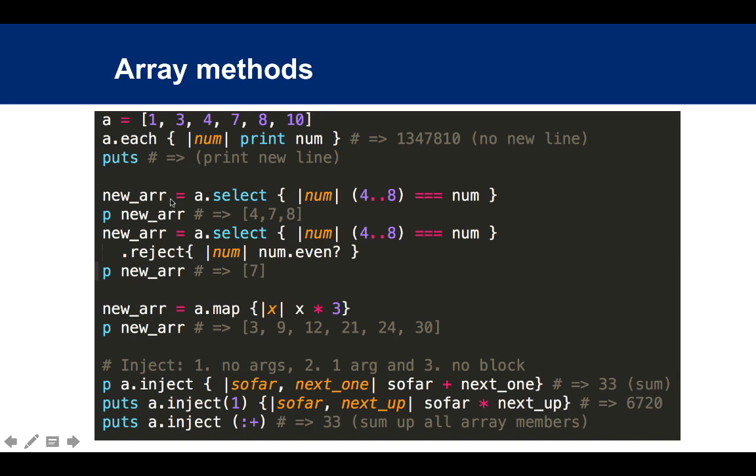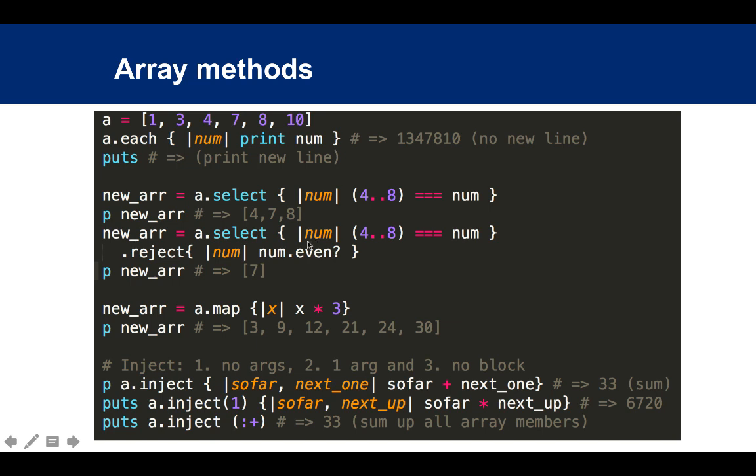Now this is a very interesting use case. So you could select elements out of an array. So this basically says, I have an array 1, 3, 4, 7, 8, 10, and I pass a number parameter into a block, and I want to select all the elements that match this condition. So the condition, in this case, happens to be a range of 4 through 8, where the range triple equals that number. So that will be 4, 7, and 8.